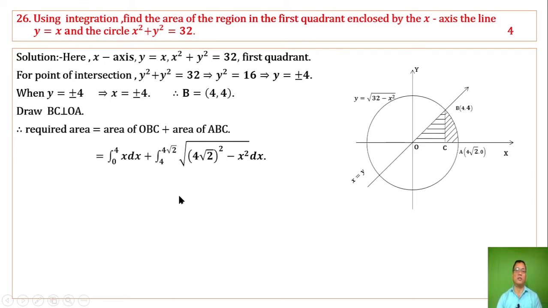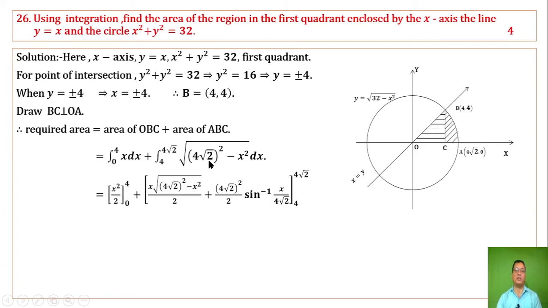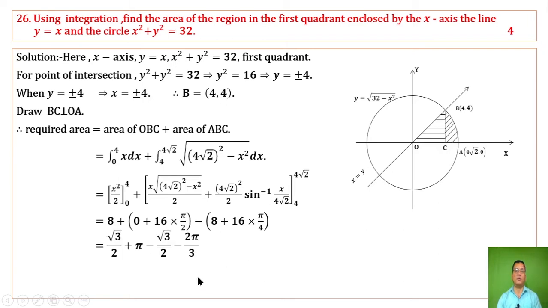Then we get this. Using the standard formula directly, with x values from 4 to 8 and from 4 root 2 to 0, we get 16 into pi by 2. After putting the lower and upper limits and calculating, we get the value 4 pi square units.